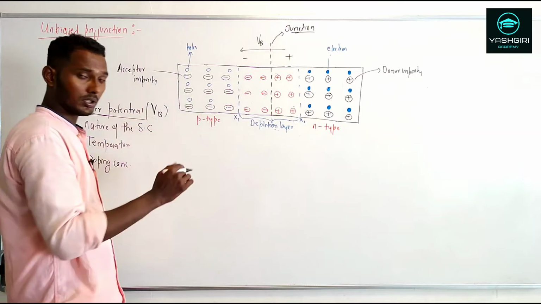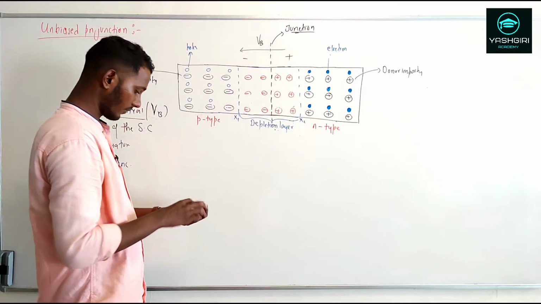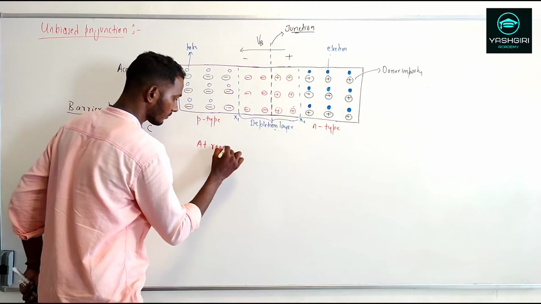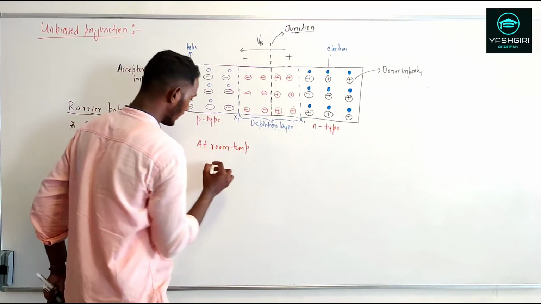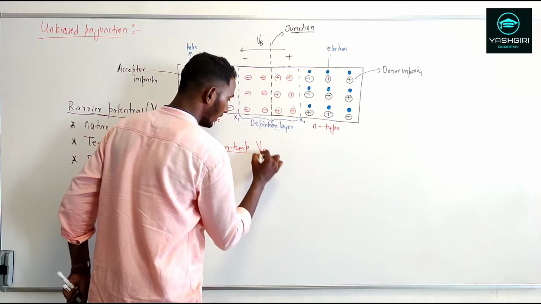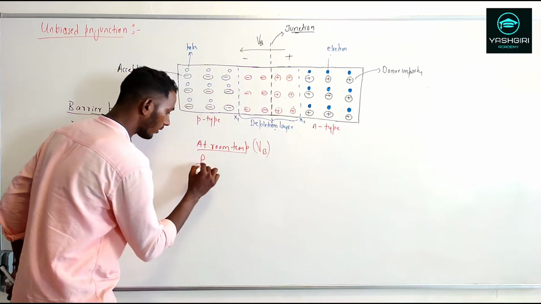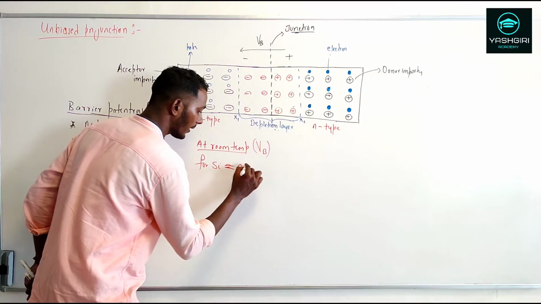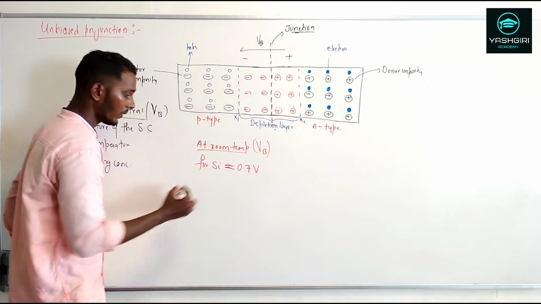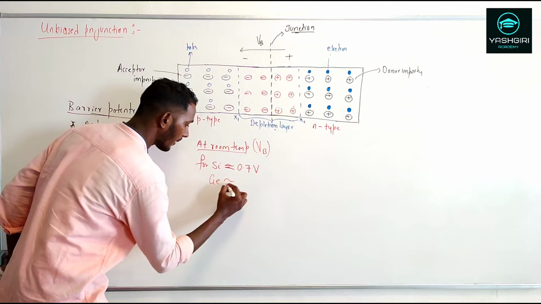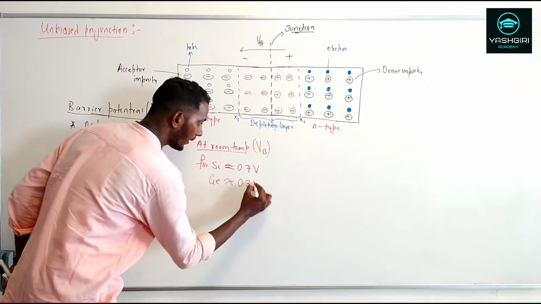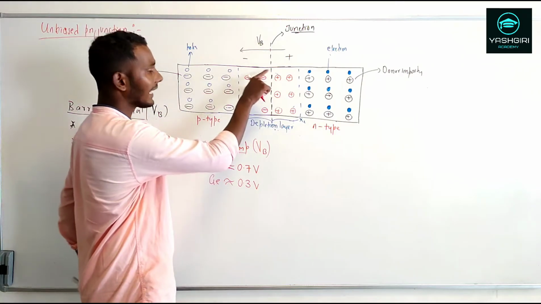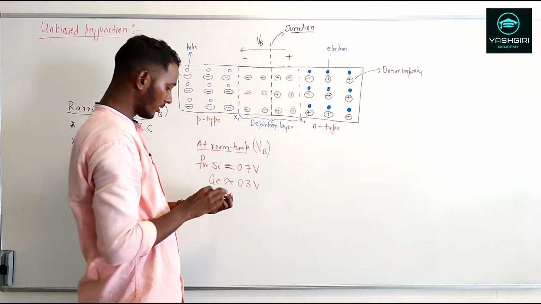So the barrier potential at room temperature, VB, you can say at room temperature, VB for silicon is approximately equal to 0.7 volts, whereas for germanium you will find it is approximately equal to 0.3 volts. Now there is an electric field created in this junction.